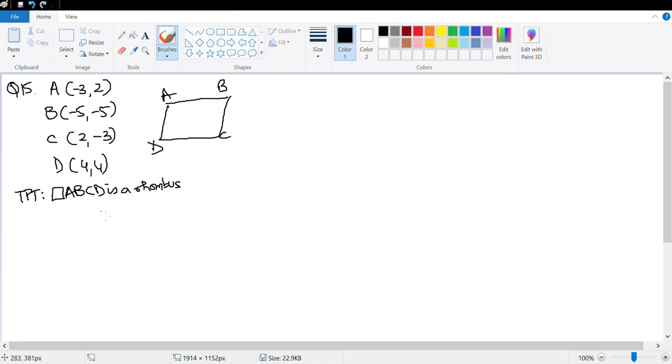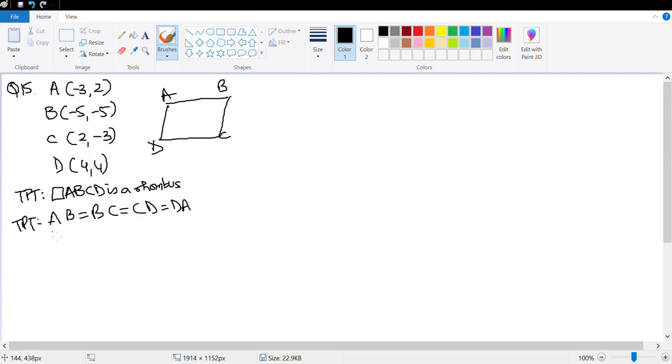All I need to prove is AB. To prove that, what I have to prove is AB is equal to BC is equal to CD is equal to DA. Because if all four sides are equal, then it's a rhombus. The special thing about a rhombus where the diagonals are equal, that's a square.